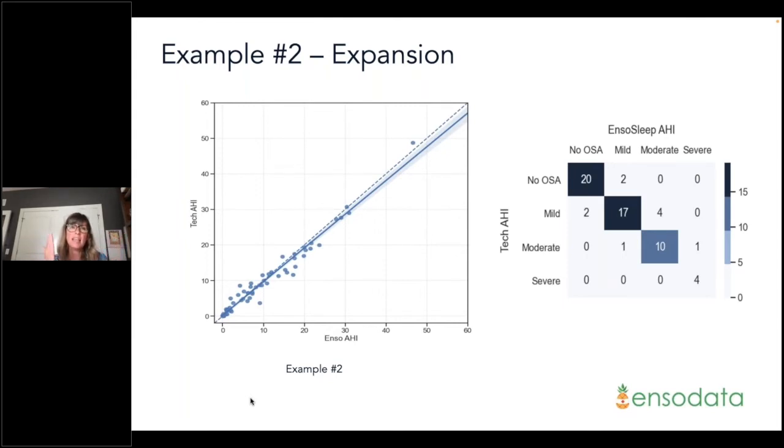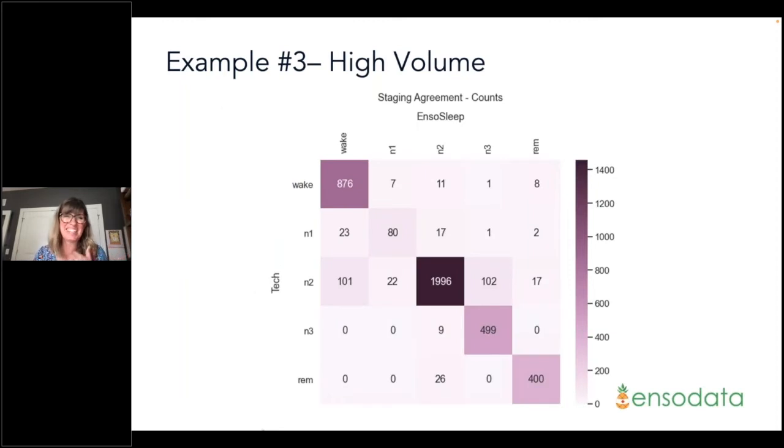But the idea is get the right diagnosis and free up more time from the people who are scoring the studies to either get to additional studies or get to additional things in the lab, or heaven forbid, take a vacation. So this is a separate agreement on example 3, and this is on staging instead of AHI. There were over 4,500 studies in a month. This was a really high volume account.